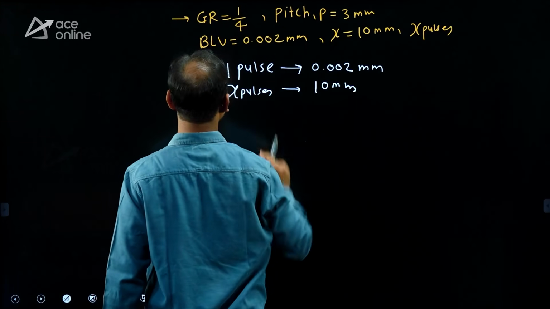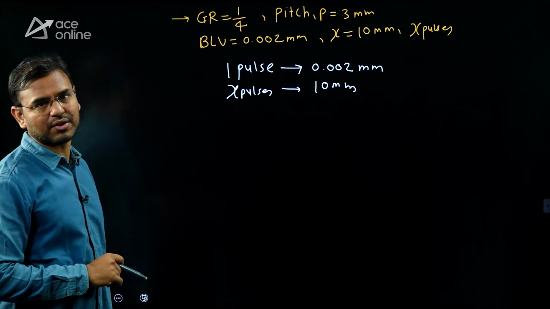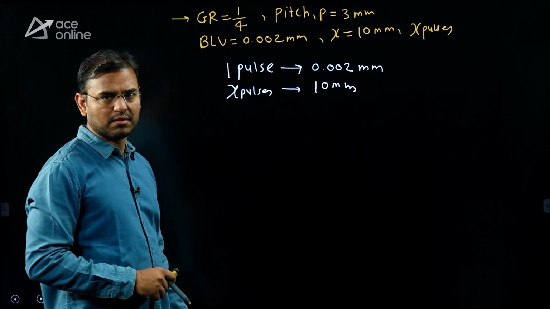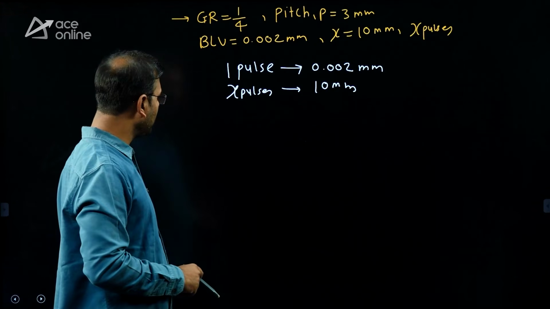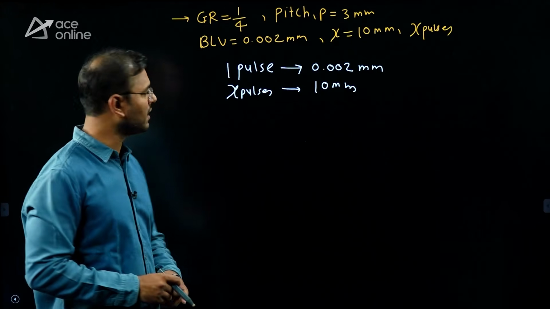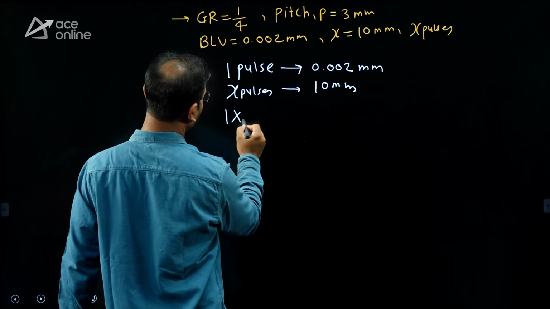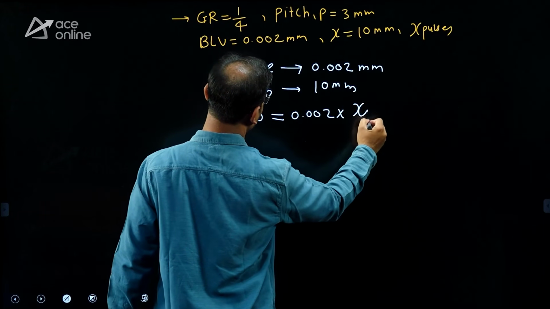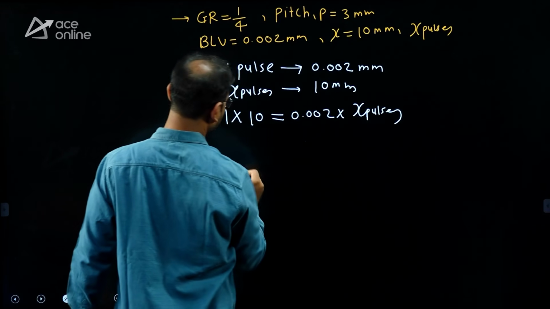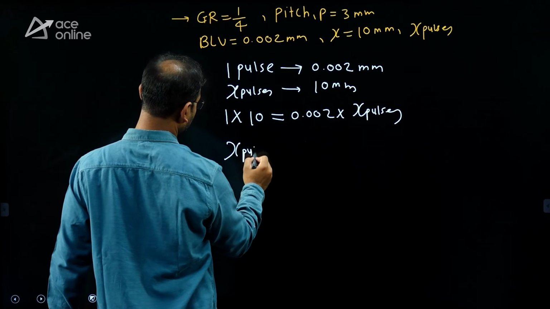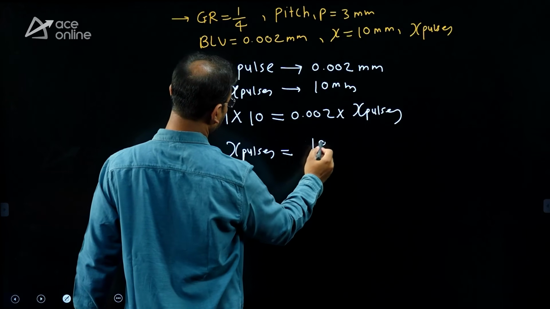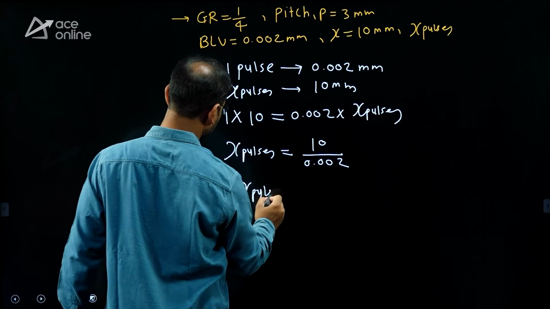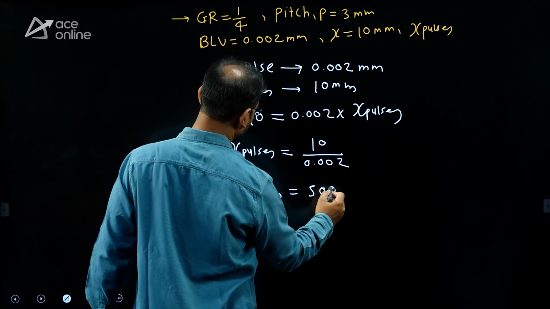Even though the pitch and gearbox and gear ratio are given, they are not required, because you know in one pulse the distance travelled by the work table is 0.002 millimeter. Then how many pulses are required to travel the 10 millimeter distance? Simple, do the multiplication here. 1 into 10 is equal to 0.002 into x pulses. Here x pulses is equal to 10 divided by 0.002. Then x pulses is equal to 5000 pulses.